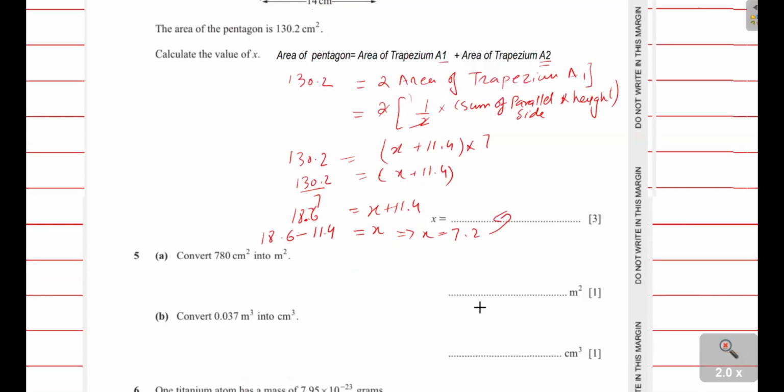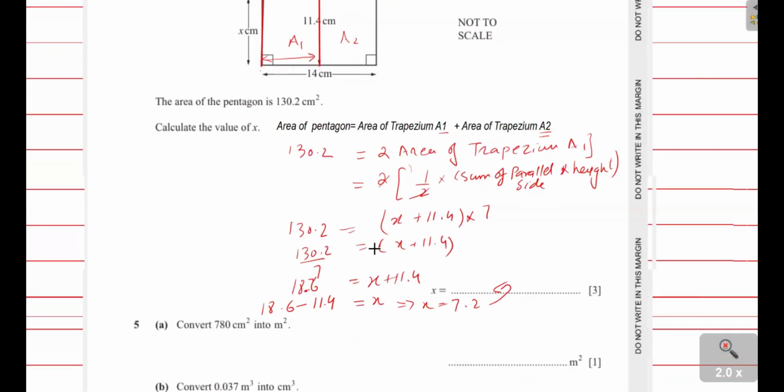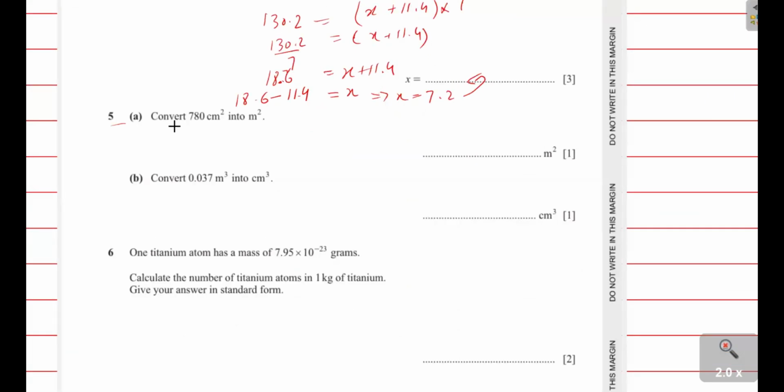Question number 5, part A. Question 5, part A, convert 780 centimeter square into meter square. Look here, when we convert the value from centimeter square to meter square, we have to divide the value by 100 into 100.